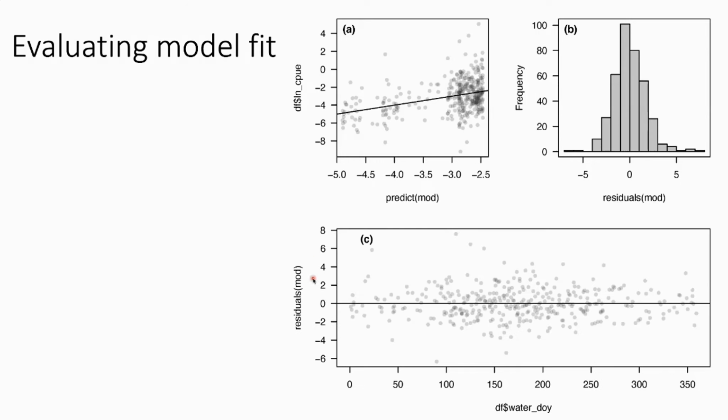Here we're looking at the same residuals across our predictor variable, day of water year, or water DOY. And again, we see that there's not any sort of hump in our data or a U in our data, which means that the model, again, is doing what it's supposed to do. So we should be pretty confident that our model is fitting pretty well.